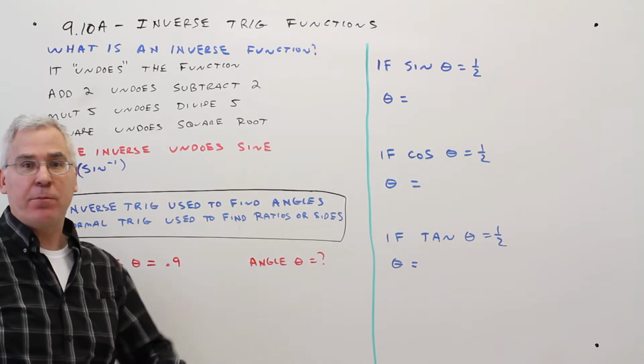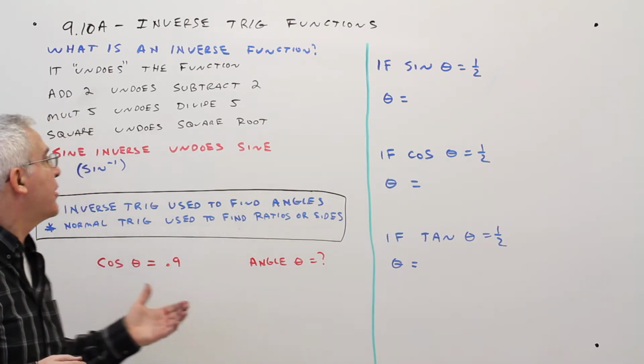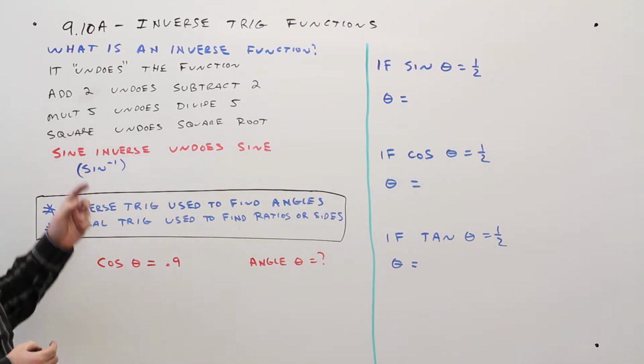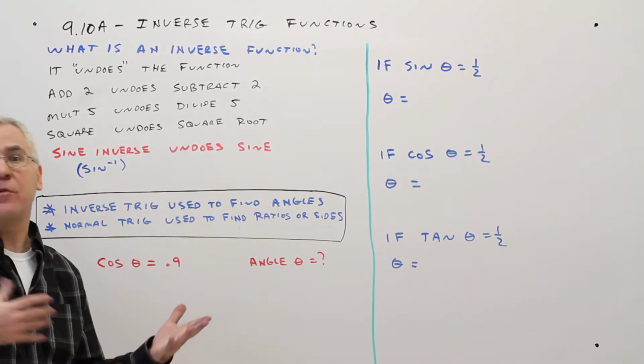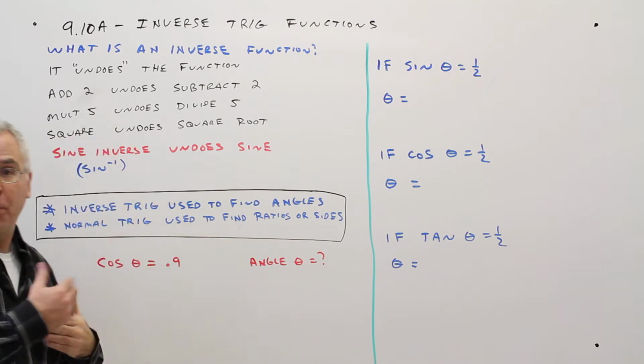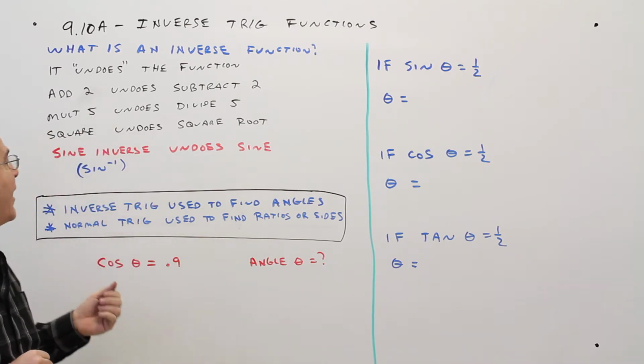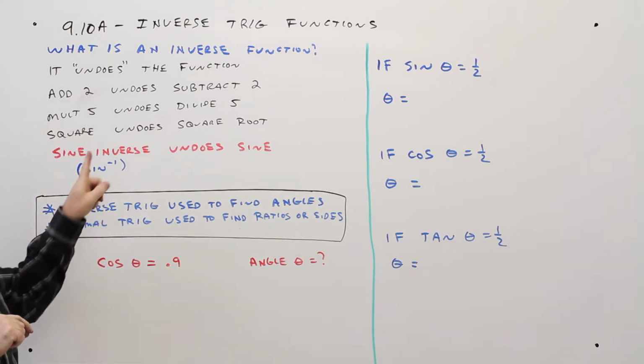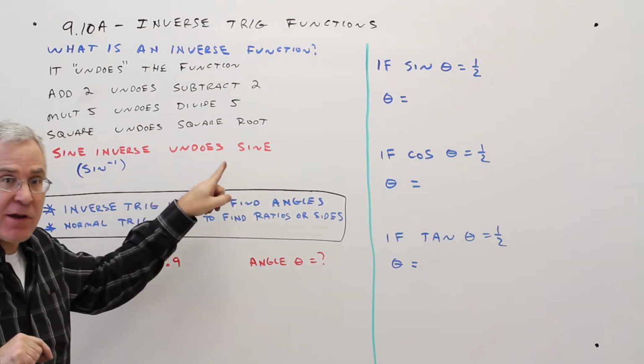First of all, let's start out: what even is an inverse function? Well, an inverse function undoes the function itself. So for example, adding 2 undoes subtracting 2. Multiplying by 5 undoes dividing by 5. Squaring undoes square rooting. Sine inverse undoes sine.